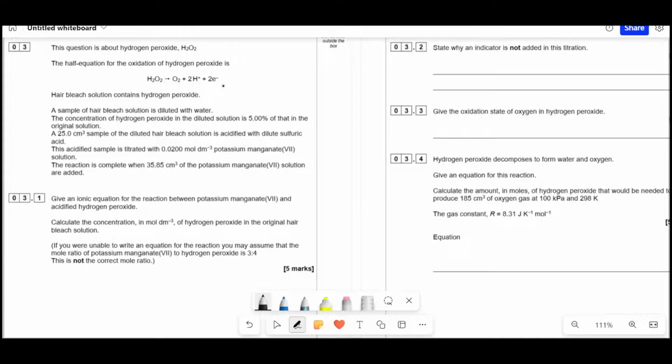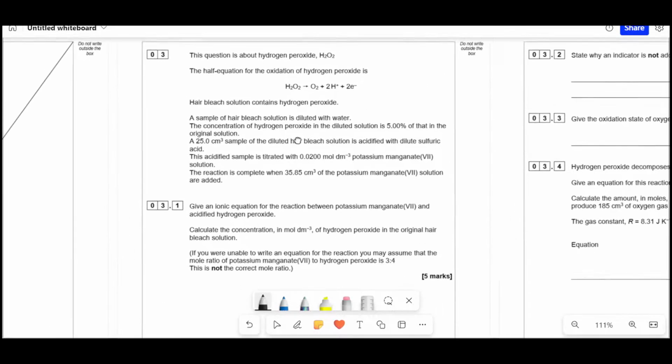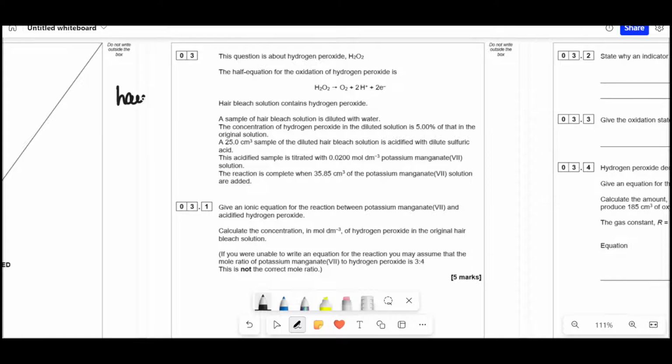So what they've done is they've got H2O2, they've got hair bleach. So let me find some space that's a bit tidier. So they've got hair bleach, and what they did is they diluted it. So what did they do? So it's to 5% of original. All right. Then what did they do? They took 25 centimeters cubed of this.